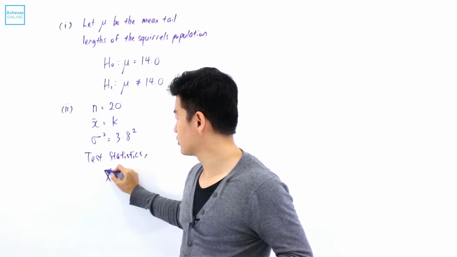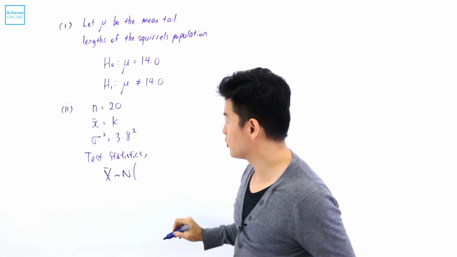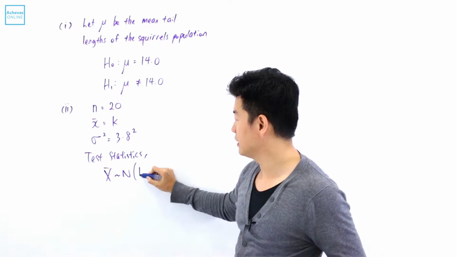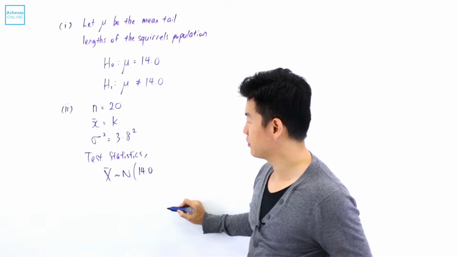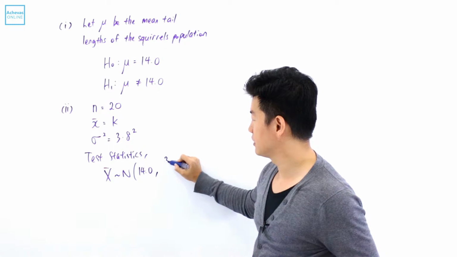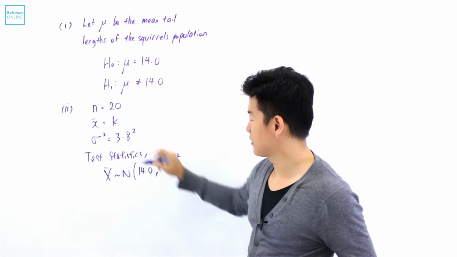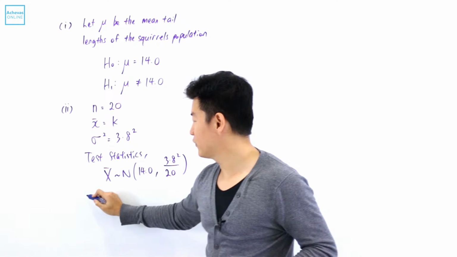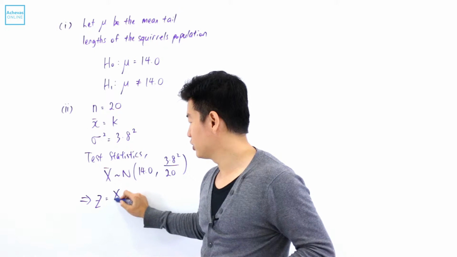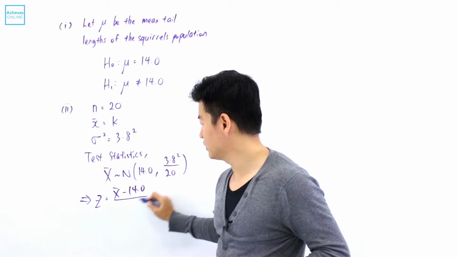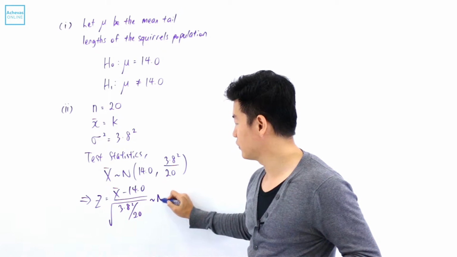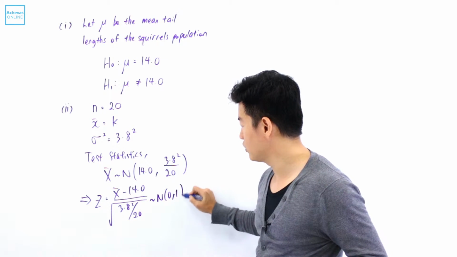The test statistic is going to be a normal distribution, since we are using a z-test, a normal distribution with the population mean as 14.0, and the variance of x bar is going to be the population variance divided by the sample size, 20. Or if you want, you can also write this in the standardized form, which is z. That is going to be x bar minus 14.0 divided by the square root of 3.8 squared over 20, and this will follow a normal distribution of 0, 1.